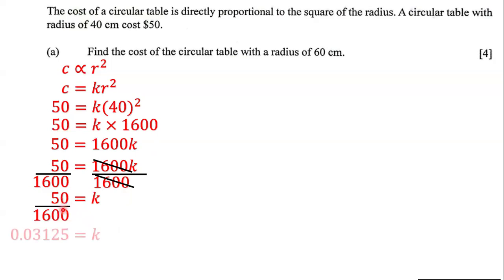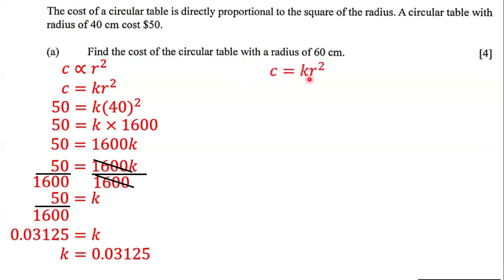And when we divide 50 by 1,600, we get 0.03125. So K is equal to 0.03125. And so that's what K is. Now the question asks us to find the cost of the circular table. So they want us to figure out what C is. So find C, or find the cost of the circular table with a radius of 60 centimeters. So when the radius is 60 centimeters, what will be the cost of the circular table?